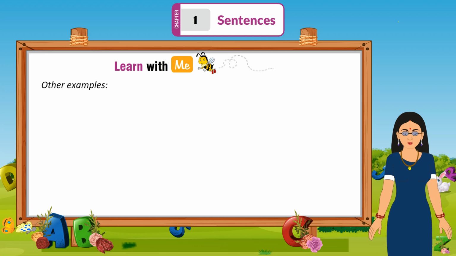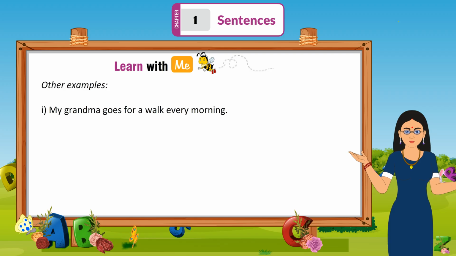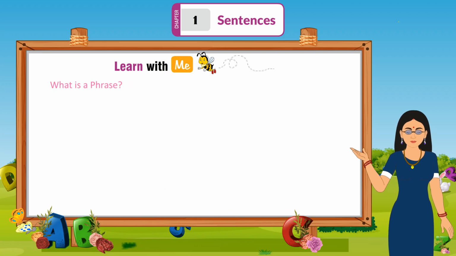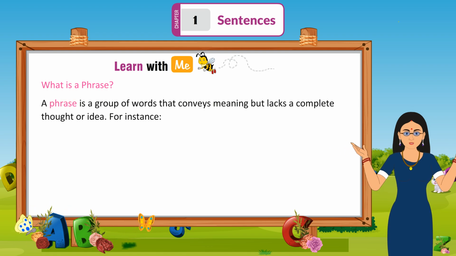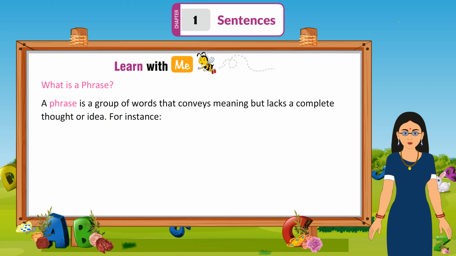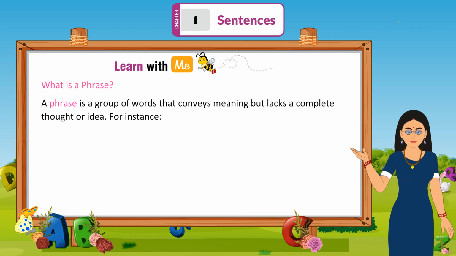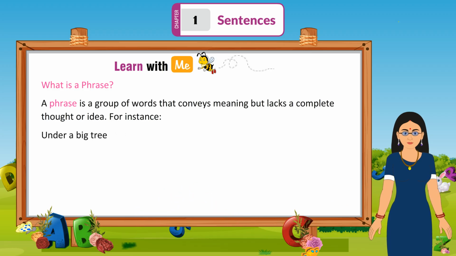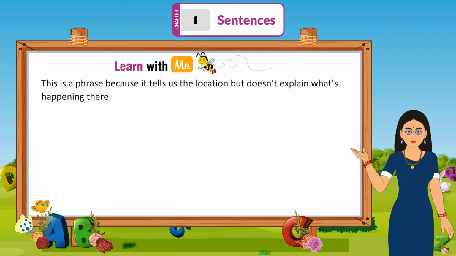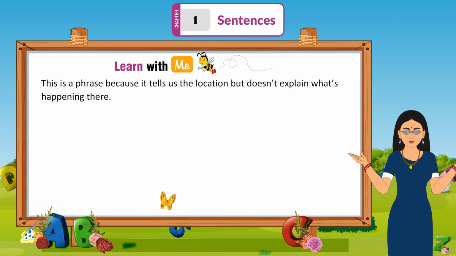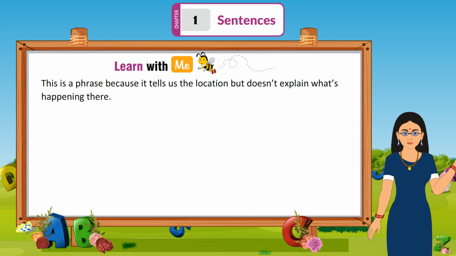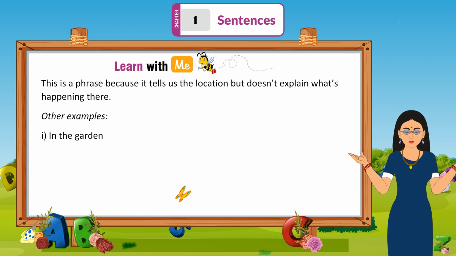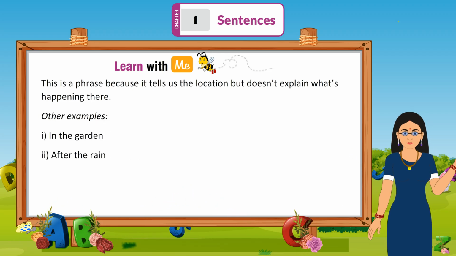Other examples: My grandma goes for a walk every morning. Are you coming to the party? What is a phrase? A phrase is a group of words that conveys meaning but lacks a complete thought or idea. For instance, under a big tree. This is a phrase because it tells us the location but doesn't explain what's happening there. Other examples: Number 1, in the garden. Number 2, after the rain.